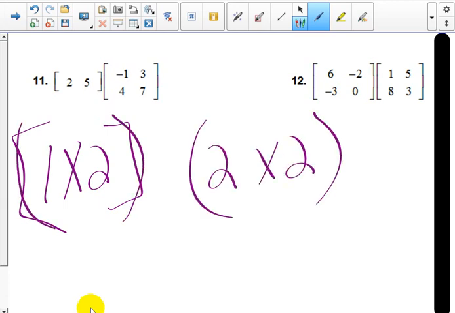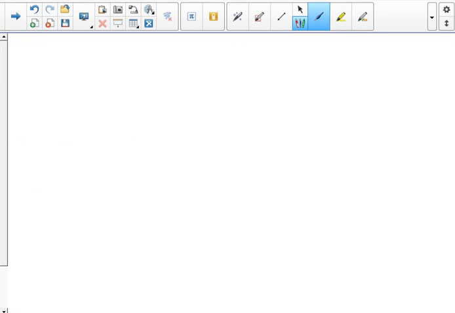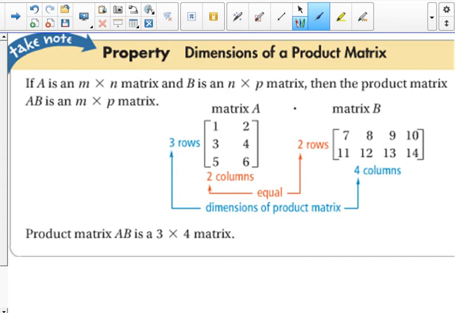I'll just put them in parentheses. How's that? All right, so what we want to look at when we do these is you want to state what your matrix is. That's a 1 by 2. The second one's a 2 by 2. Look at the two middle numbers. Do they match? Yes, they do. Then multiplication is possible. If they don't match, it's not possible. That's all this rule's saying. So let's look at some of these examples.